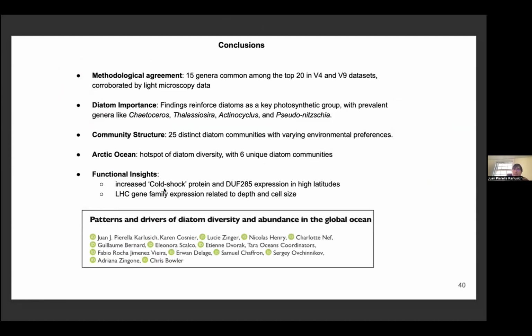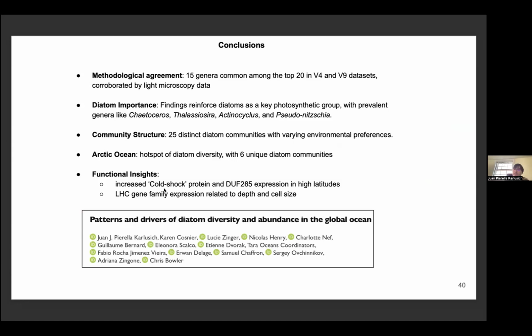So in this project, I went very quickly, but basically in this project we were able to detect the most abundant diatom genera at global scale. And there was a methodological agreement when comparing the V4 and V9 regions of the ribosomal RNA gene, as well as light microscopy.